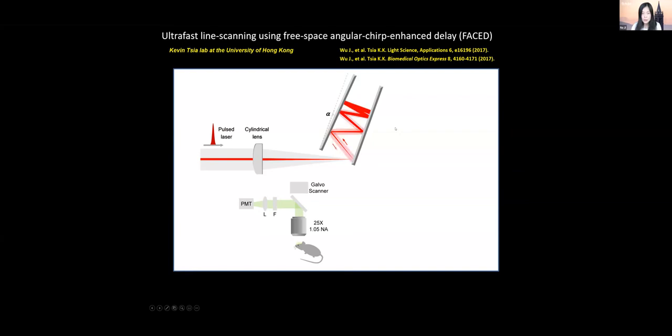At this point, it will retro-reflect and come out of this mirror pair and can then be sent to the microscope using a beam splitter. Now, the neat thing about this approach is that if you look at this gray beamlet, it enters into the mirror pair at a smaller incidence angle because of this cylindrical lens.